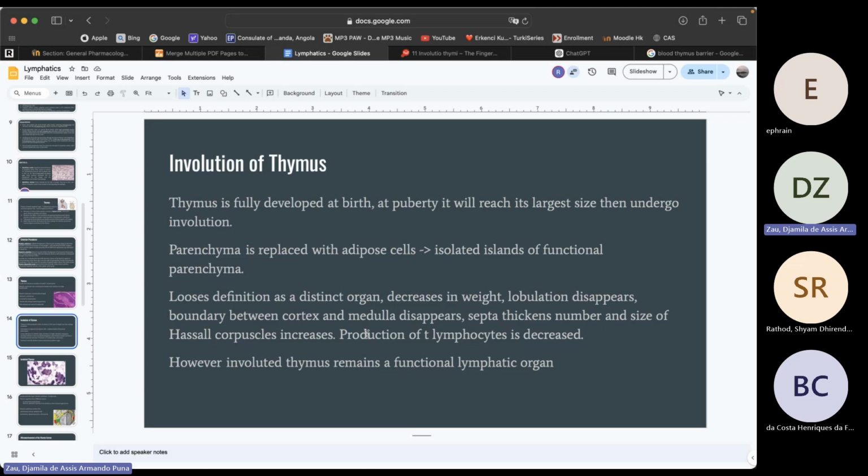You need to be able to say that we have the normal thymus, and then we have the involution of the thymus, or involuted thymus. In the involuted thymus, it looks different. Basically, the parenchyma disappears. You have a lot of adipose cells. You can't differentiate between cortex and medulla. It decreases in weight. There are no more lobules. And again, the septa thicken. However, note that the involuted thymus is still considered a functional lymphatic organ.